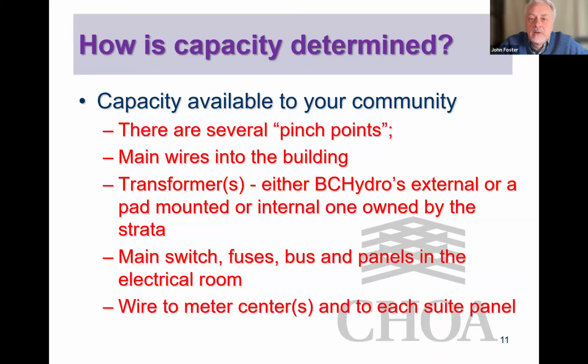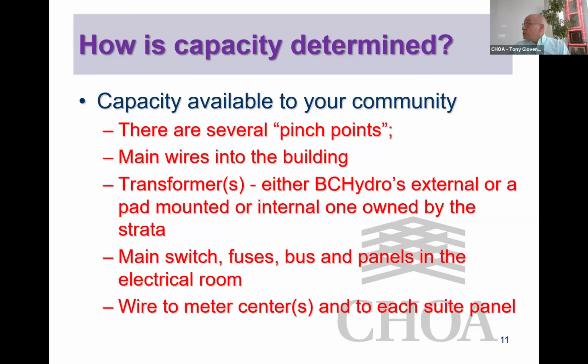And the main switches, the fuses, the bus bars, the wires throughout the building, and particularly the wires to the meter centers. Larger apartment buildings have batches of meters in one electrical room, and so those wires can be restricted as well. So the EPR should look at all of those and see which places they are restricted.